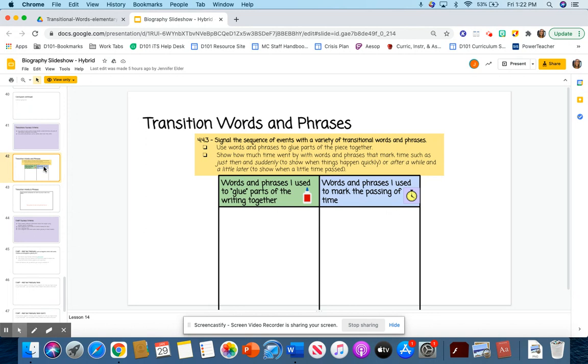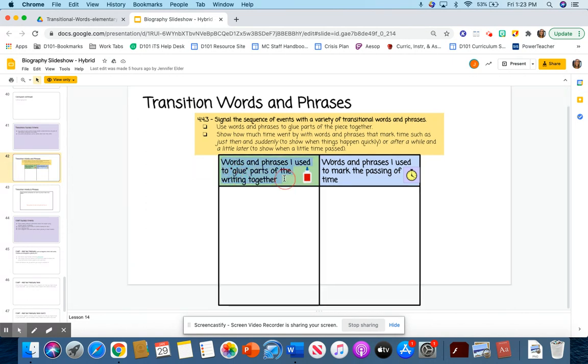You're going to go back through and look for the words that you use that glue parts together or connect how ideas relate. So you can think of transition words as fitting into different categories. This side here of the chart: words and phrases I use to glue parts of the writing together. That might be words that show how one thing causes something else, or that one thing happens in a specific order before something else. And I'll show you a couple examples in just a second.